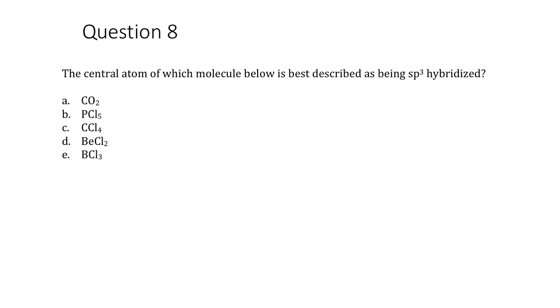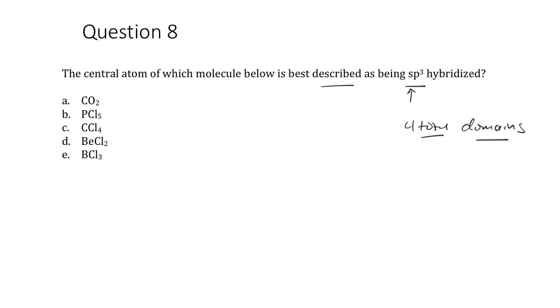Question 8: the central atom of which molecule below is best described as being sp3 hybridized? So sp3 hybridization is what we have when a central atom has 4 total domains. There can be any count where those are either all bonding, or 2 bonding and 2 non-bonding, or 3 bonding and 1 non-bonding. It just has to be 4 total domains. It doesn't matter how many are bonding versus non-bonding.